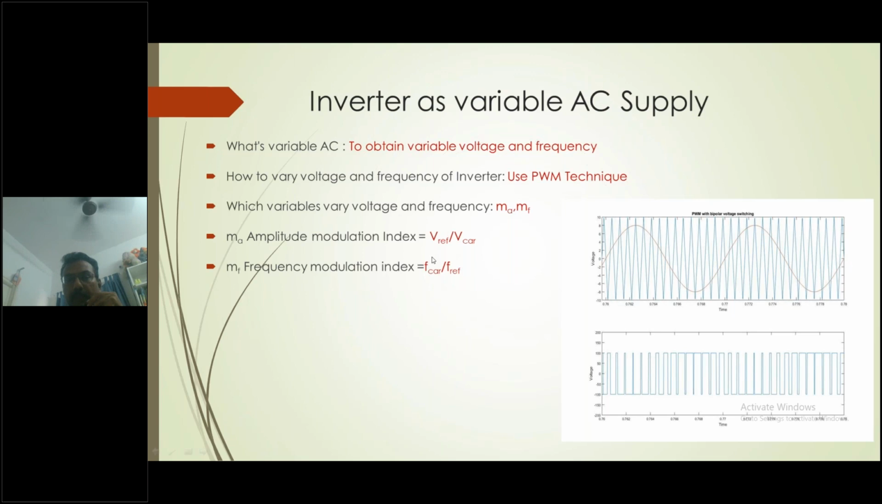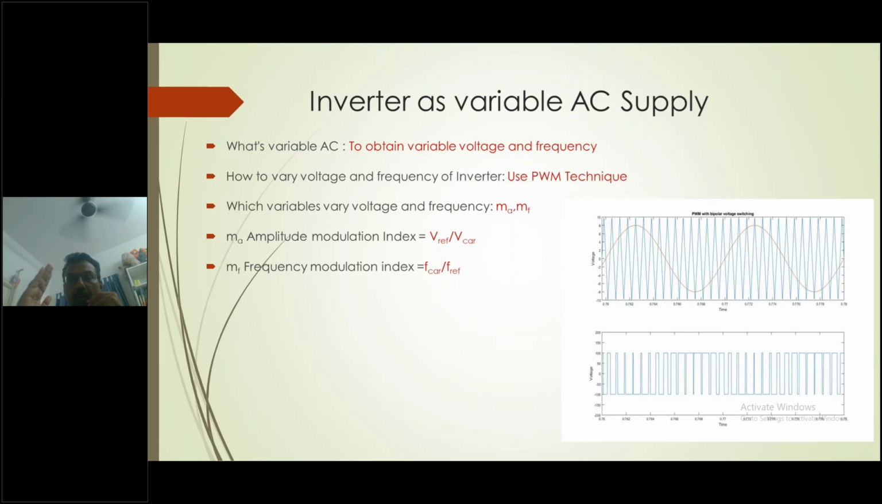I repeat it once again. This is a very important point as far as inverters or PWM techniques is concerned. The number of pulses produced in one cycle of reference directly affects the harmonics in the output. The more pulses produced, the fewer the harmonics, or the harmonics will be shifted to higher order, right? Actually, in inverters, the harmonics are not directly eliminated. Harmonics are just shifted from lower order to higher order, right?